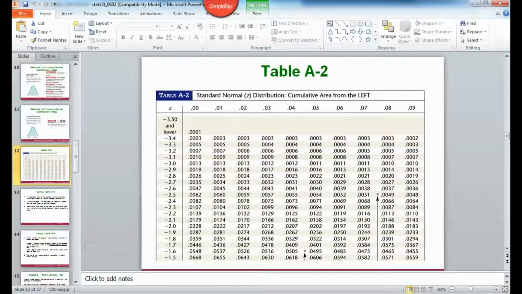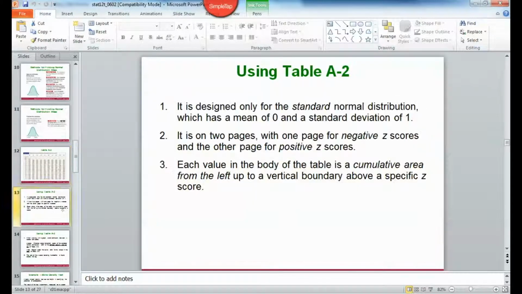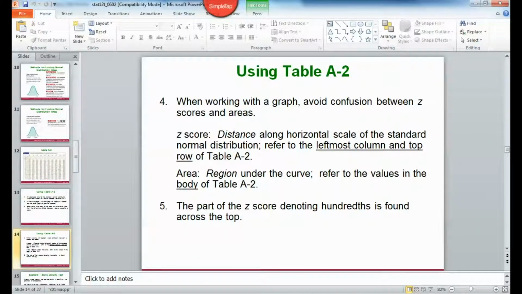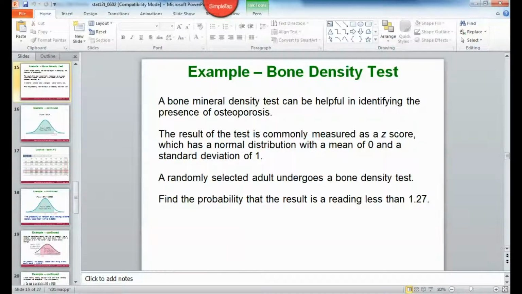All right, let's move on. Not actually looking at an example, it won't make as much sense. Remember I told you the hundredth is at the top. So you do have z-scores at 2 places.